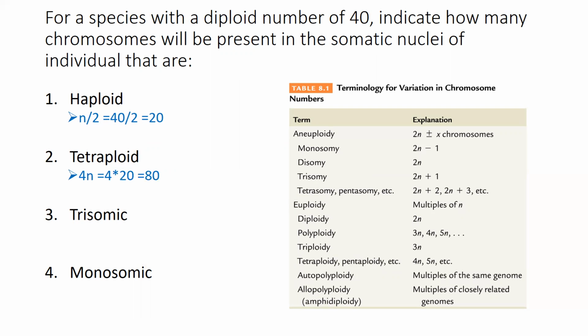Whereas with tetraploid, it's 4 times n, 4 times the haploid number. So you put 4 times 20, which is equal to 80, okay? Then you have trisomic. Trisomic just means that you have one extra chromosome. It doesn't matter which one it is. So in this case, it will be 2n plus 1, so 40 plus 1, which gives 41 chromosomes. With monosomic, it's 1 less than the diploid number. So it's 2n minus 1, which is 40 minus 1 equals 39.